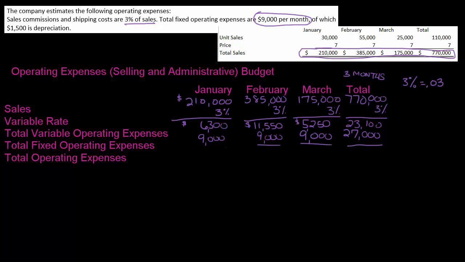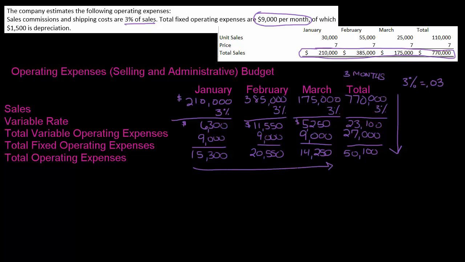And now we just have to add these together. So 6,300 plus 9,000 is 15,300. For February, my total is 20,550. For March, my total is 14,250. And then for the quarter, 50,100.